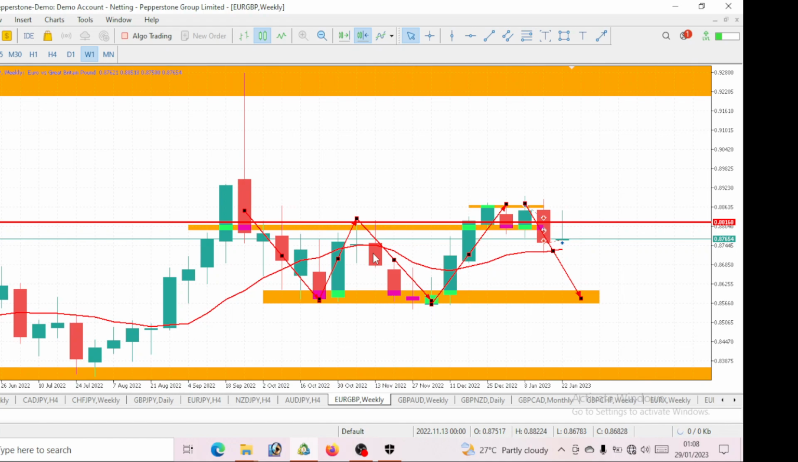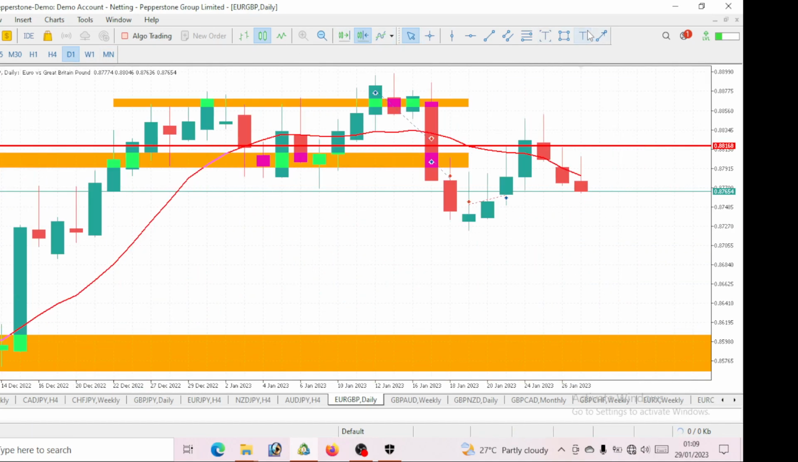So EURGBP is bearish, and we all know with the news that we are expecting, especially GBP interest rates to increase, when there is an increase in the interest rate of GBP, then definitely you should know that GBP pairs will shoot up. So any pair we will be trading against GBP will drop. So I'm expecting EURGBP to drop for the week. We'll be expecting a bearish move.